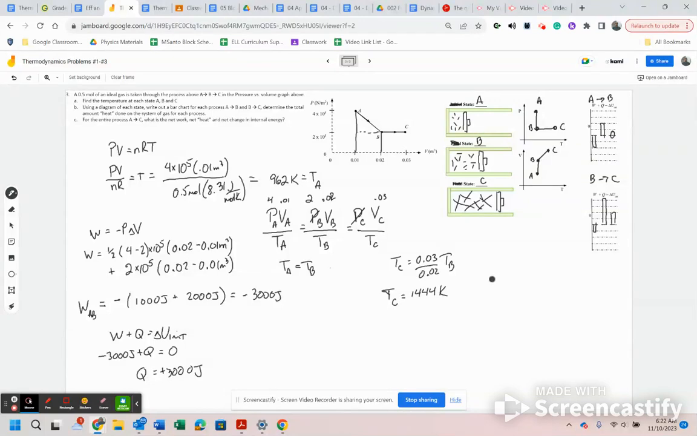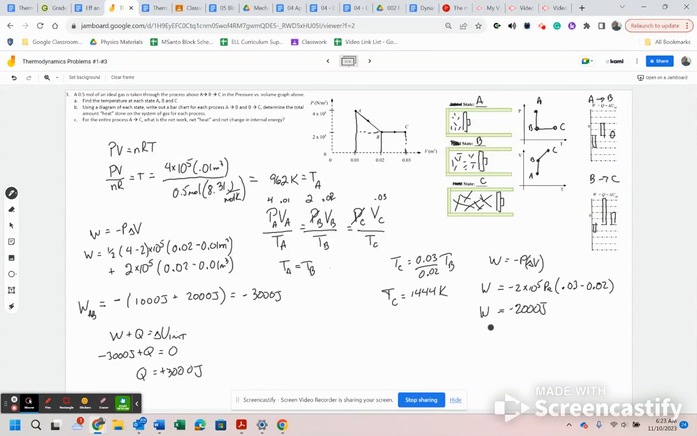Now, as we look from B to C, since the pressure is constant, we can use our constant pressure work equation here. This will give us negative 2 times 10 to the 5th pascals in pressure, times the change in volume, which is 0.03 minus 0.02. So the work done here is going to be negative 2,000 joules, and that's from B to C.